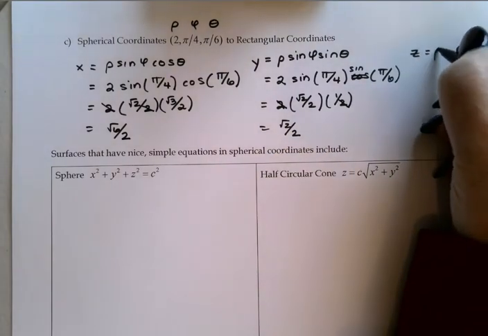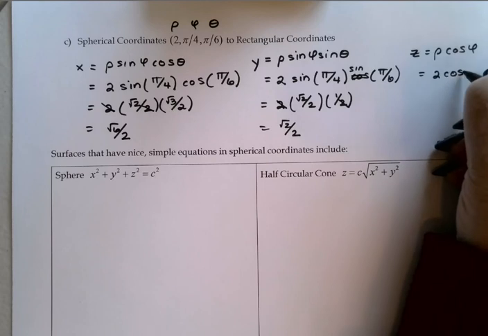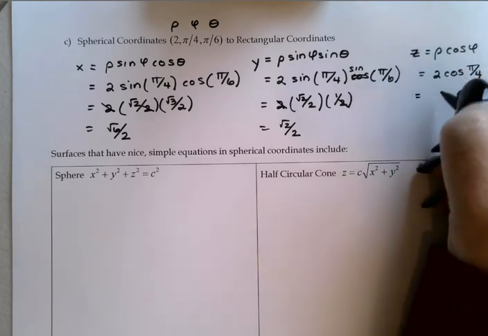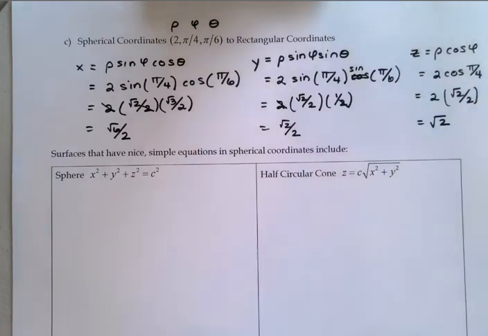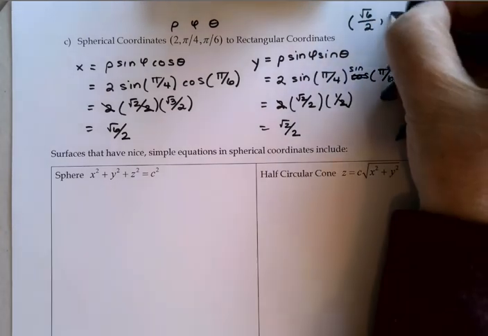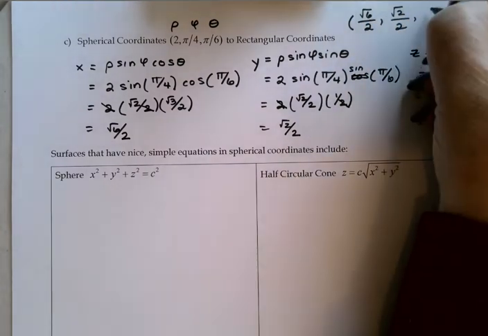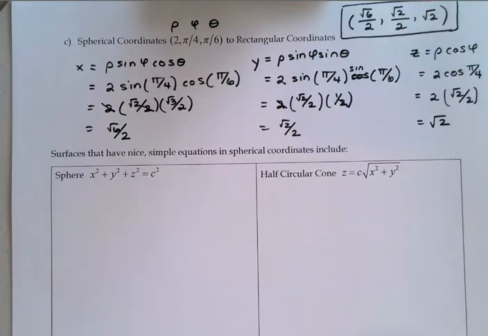And finally, the formula for z, rho cosine phi. So I have 2 cosine pi fourths. That's 2 times the square root of 2 over 2, or just the square root of 2. So my rectangular coordinates, x, y, z, are square root 6 over 2, square root 2 over 2, square root 2. All right, so that's the basics of rectangular conversions back and forth to spherical. We'll take a look at some graphs in the next video.